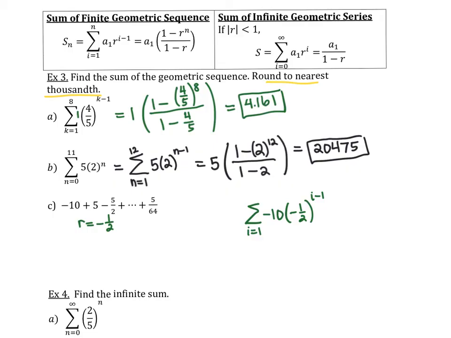Okay, so the formula for this thing is -10 times -1/2 to the N minus 1. And I want to figure out which term 5/64 is. So what N value is 5/64? Okay, and I'm going to try to solve this thing. I don't know if I left enough space.